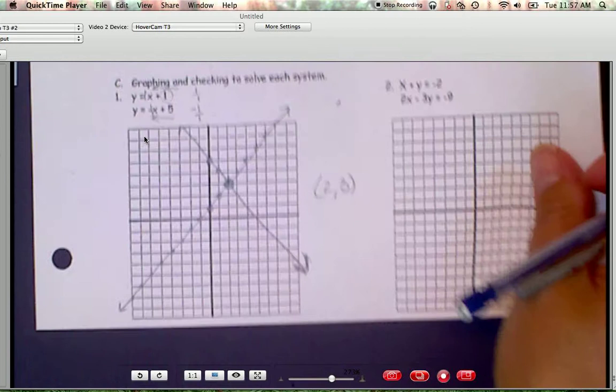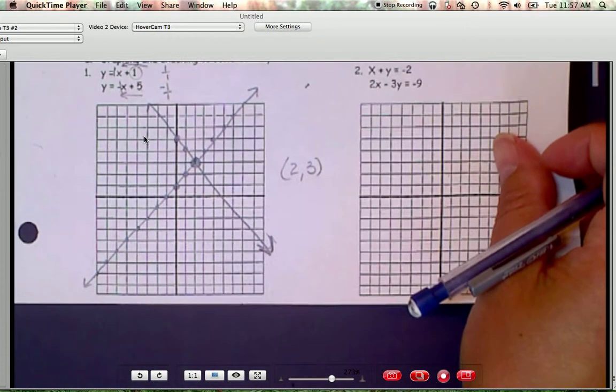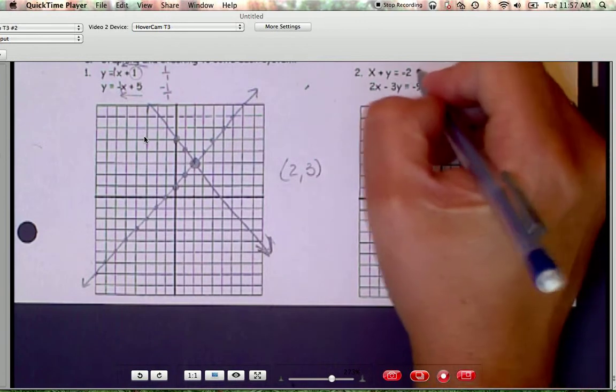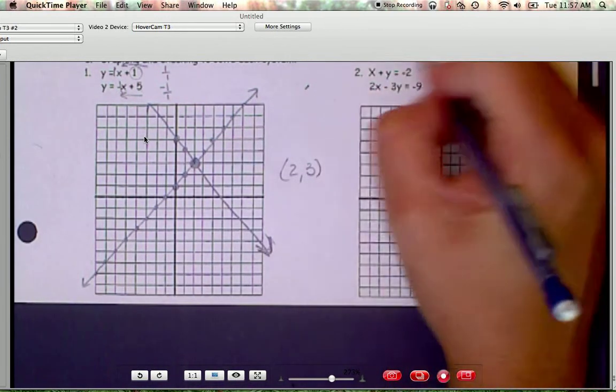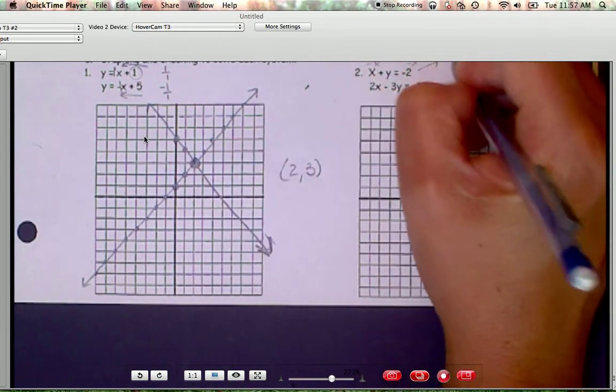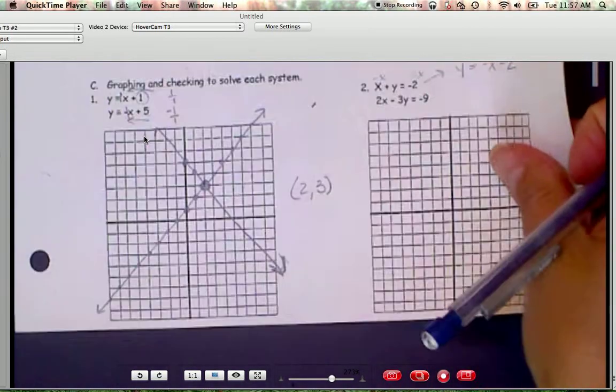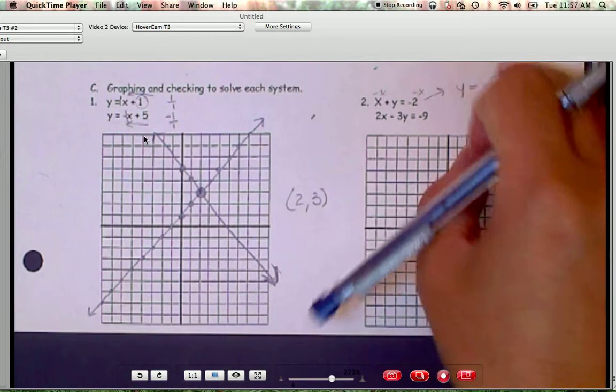Okay? In number 2, we have to do a little more work because it's not in slope-intercept form yet. So we need to get y alone by subtracting x from both sides. So we get y equals -x minus 2. Oops, sorry about that. And then we can graph that line.